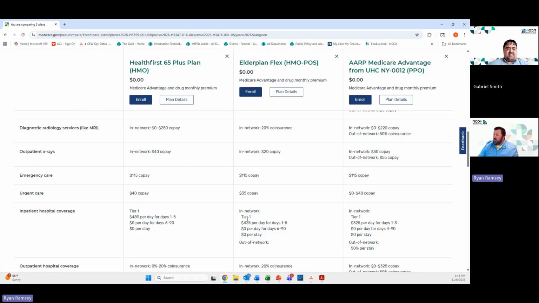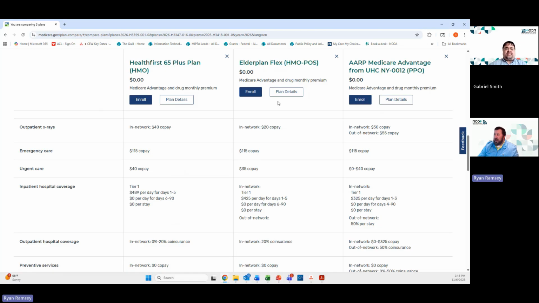For this one, in network, $425 per day for days 1 through 5, $0 for days 6 through 90, $0 per stay. Out of network, it doesn't have any information. I would assume that means they're not paying out of network, but we'll find out when we look at some plan details a little bit later. In network, $325 per day for days 1 through 3, $0 per day for days 4 through 90, $0 per stay. If you go out of network on this one, you're paying 50% per stay.